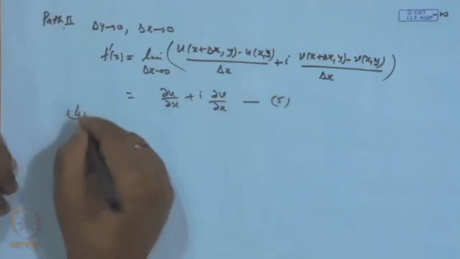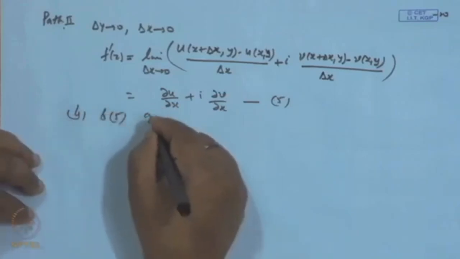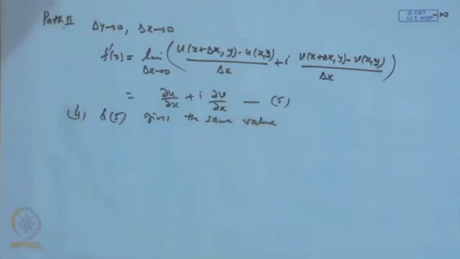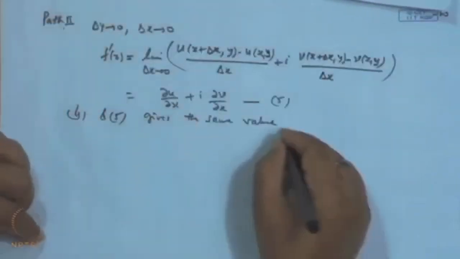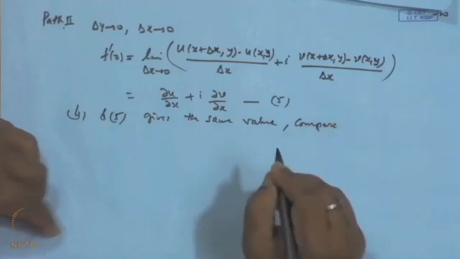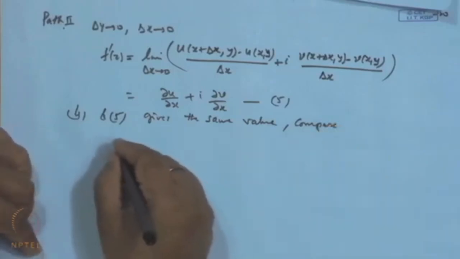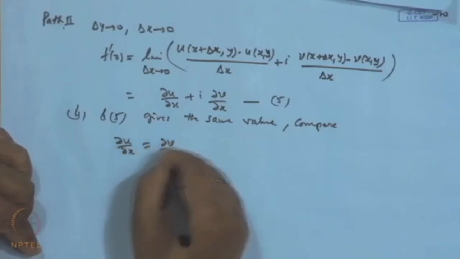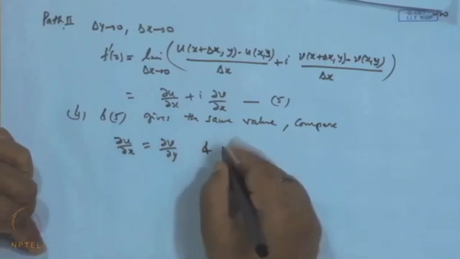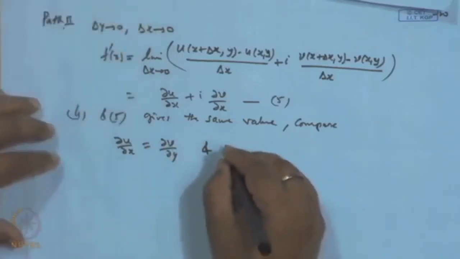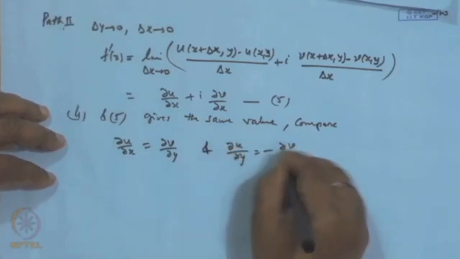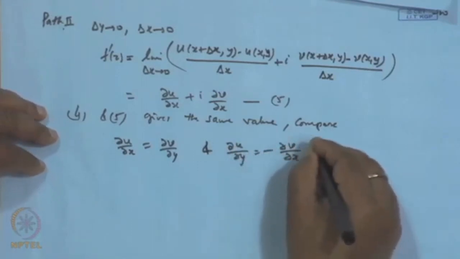Now 4 and 5 give the same value, because the derivative exists, so the limit exists. Therefore, compare them: compare real to real and imaginary to imaginary. What you get is that del u over del x is equal to del v over del y, real to real, and imaginary to imaginary, so minus I will come here. So del u over del y equals minus del v over del x, and these are called the CR equations.